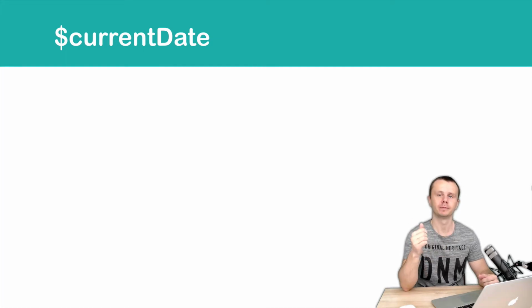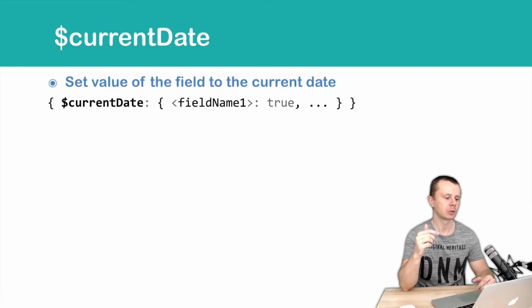There are two ways to set such dates. The first way is to use the set operator, and the second way is to use the currentDate operator. Let's look at the syntax of currentDate. So just currentDate, then the field name, and then simply true.